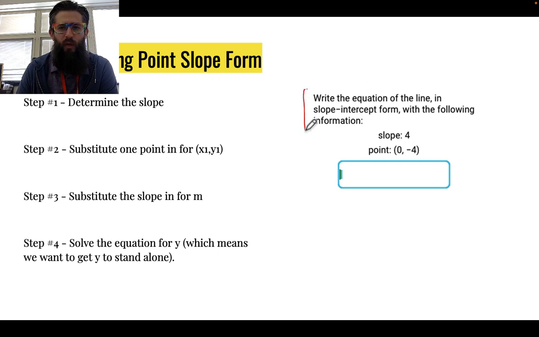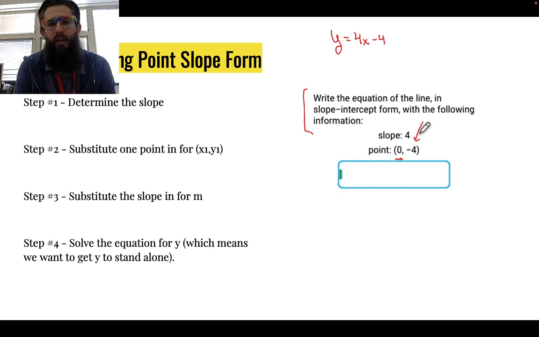So here we want to write the equation of a line in slope-intercept form. They give us some information. They tell us the slope is 4 and the point is (0, negative 4). Knowing that all y-intercepts have an x-coordinate of 0, I could say my slope is 4 and my y-intercept is going to be negative 4, because that's the y-coordinate when x is 0. However, if you're not there yet, we can still leverage the point-slope form to do this work.